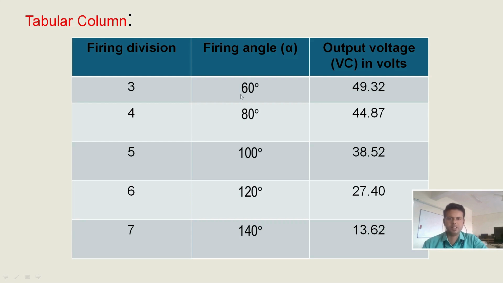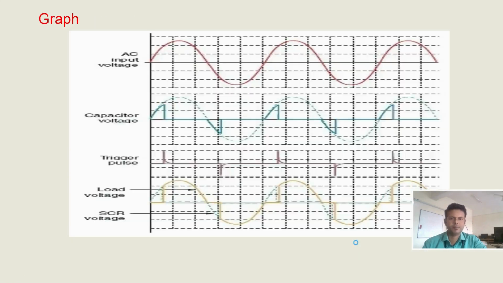For 3 it is 60 degrees and we got an output voltage of 49. For 4 it is 80 degrees, 44.87. So as the firing angle alpha increases, the voltage decreases. This is the actual graph that we have to obtain in the real-time experimentation.